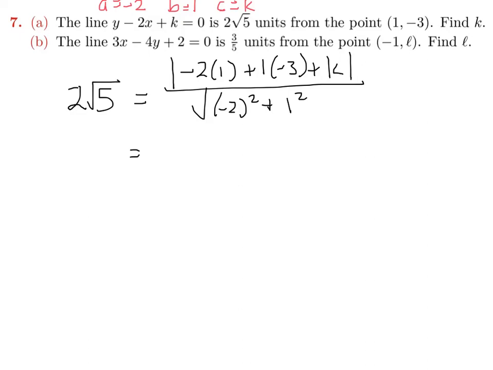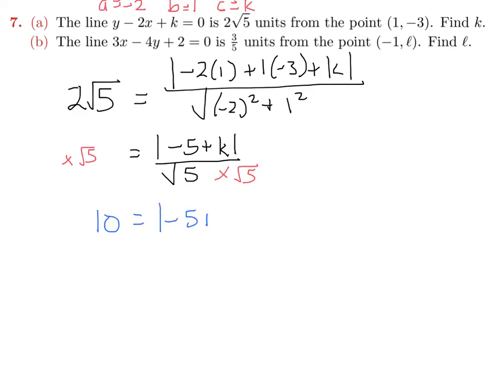Now simplifying that, we've got the absolute value of minus 2 minus 3, that's minus 5 plus k, over square root of 5. Now what we're going to do is multiply both sides by root 5. So we end up with 2 times 5, 10, is equal to the absolute value of minus 5 plus k.